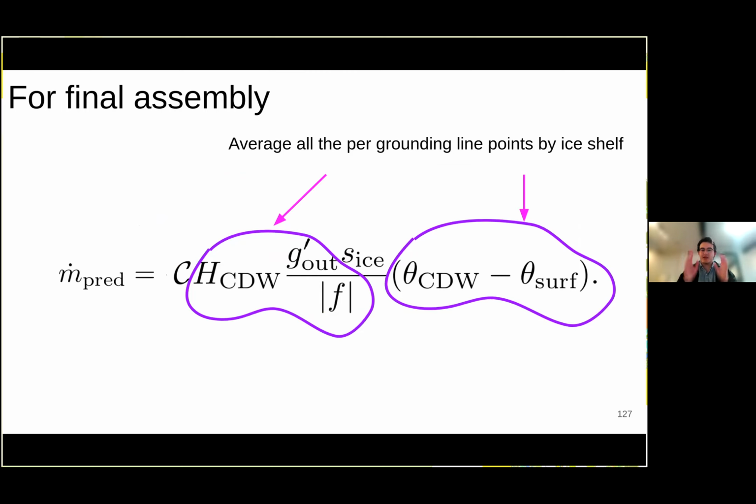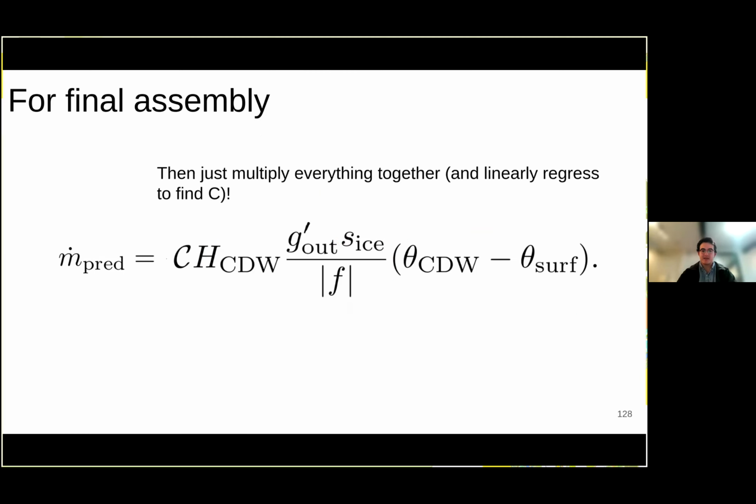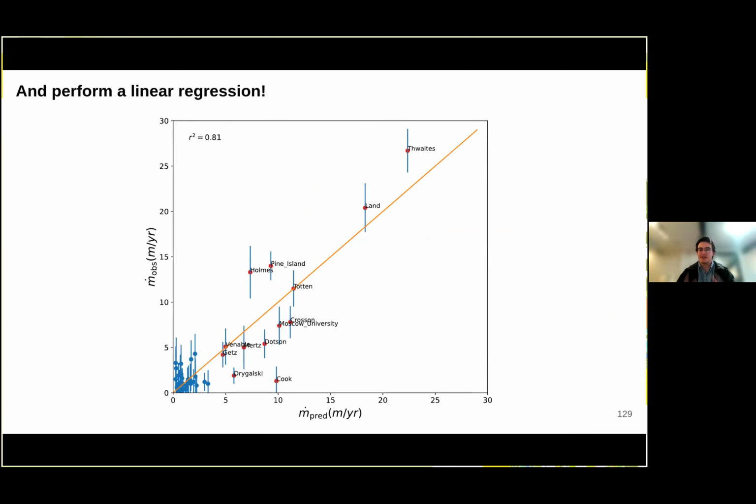So I said we calculated all those terms for each grounding line point. We're going to average all the grounding line points by each shelf they belong to. And then we can just multiply everything together, and we're going to linearly regress to find C, whatever C is, the same value for every ice shelf. And when we do that, we get this scatter plot.